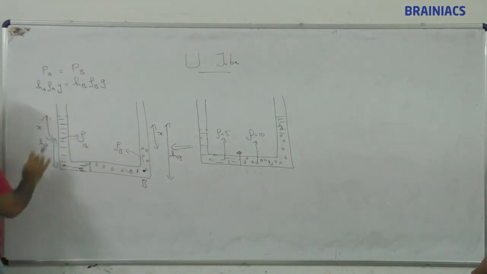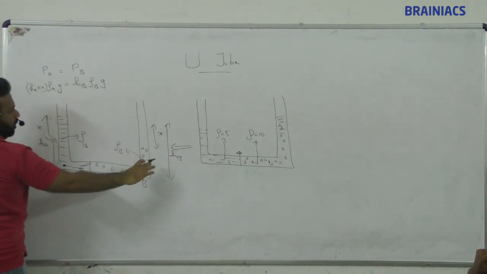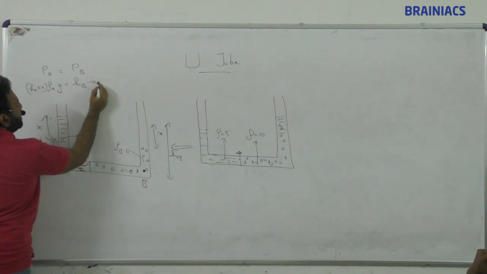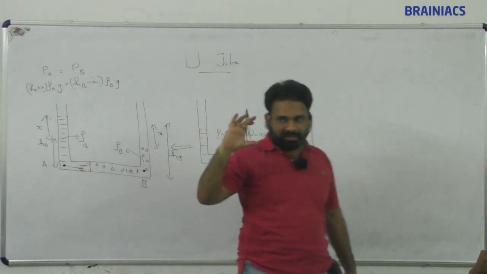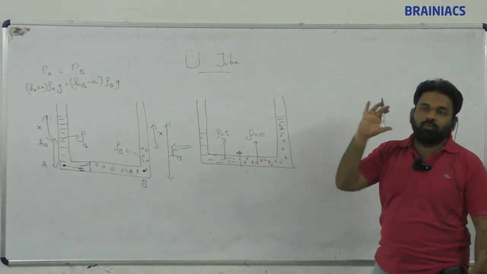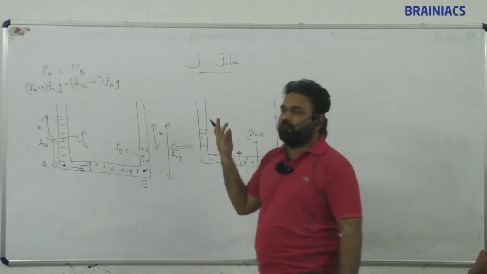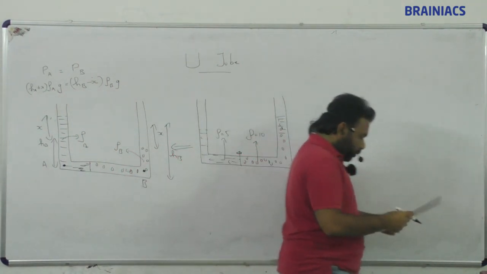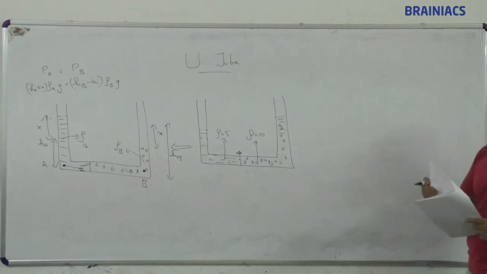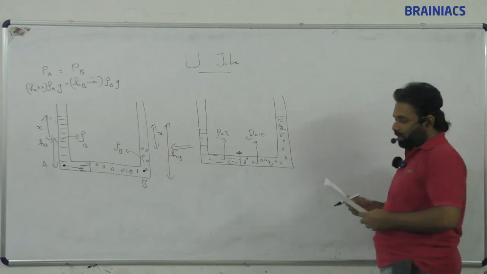HB, then what we will write here, this is going to be HA plus X, this side it is going to be HB minus X into rho B into G. Effectively, how much liquid is there, that much height into its density into G. If we equate them, finally we will be able to understand what is X. That's it, nothing else. So we'll do problems. Small explanation, then problems. Problems will make our concepts strong. Okay, that's it.